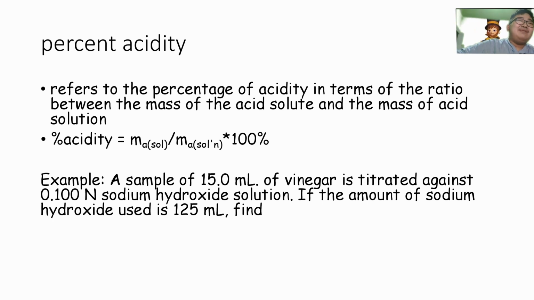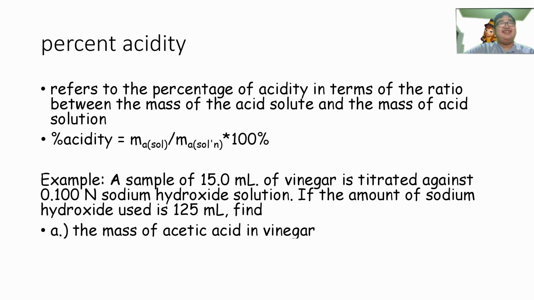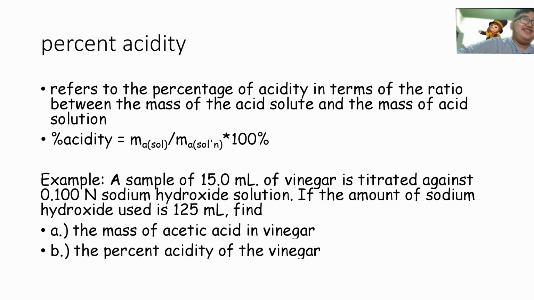Example: a sample of 15 milliliters of vinegar is titrated against 0.1 sodium hydroxide solution. If the amount of sodium hydroxide used is 12.5 milliliters, find the mass of the acetic acid in vinegar and the percent acidity of the vinegar.